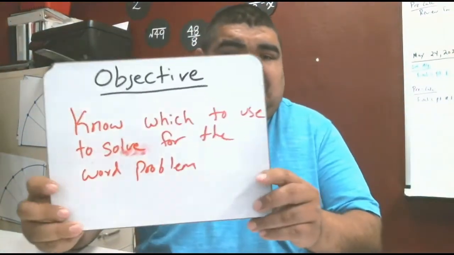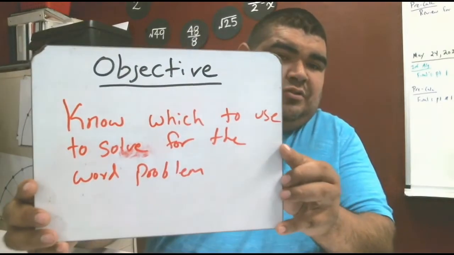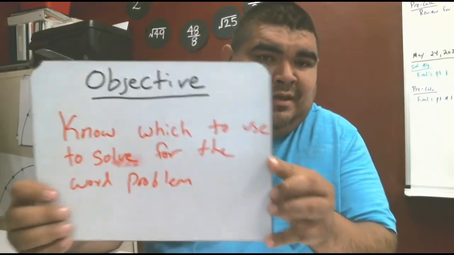Today we're going to cover our last concept, which is permutations and combinations. Usually in Algebra 1, we learn the equations of how to solve for them. Today we're not really going to solve for them. Today we're going to identify if we're using permutation or combination, one or the other. You really can't solve it if you don't know which one to use. So our objective for today is to know which to use to solve the word problems.